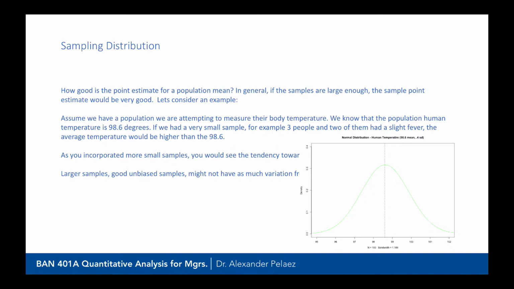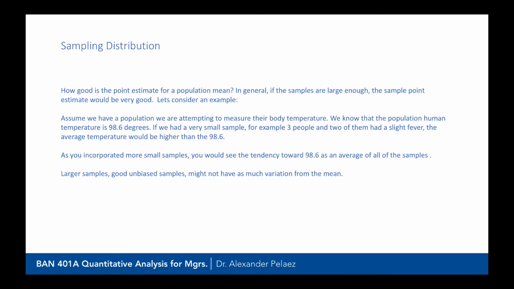If we had a very small sample, for example 3 people, and 2 of them had a slight fever, the average temperature would be higher than 98.6 degrees. But as we incorporated more and more samples or more and more observations, we would see the tendency towards 98.6 as an average of all the samples. So consider we had the samples of 3 and 3 and another 3 and another 3. As you added more samples, you would get towards 98.6.